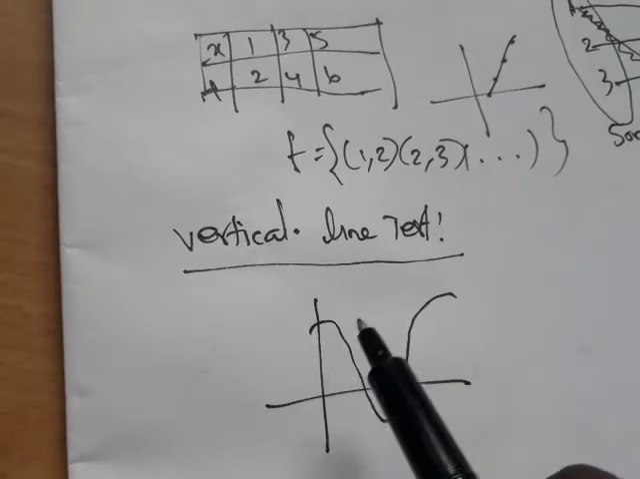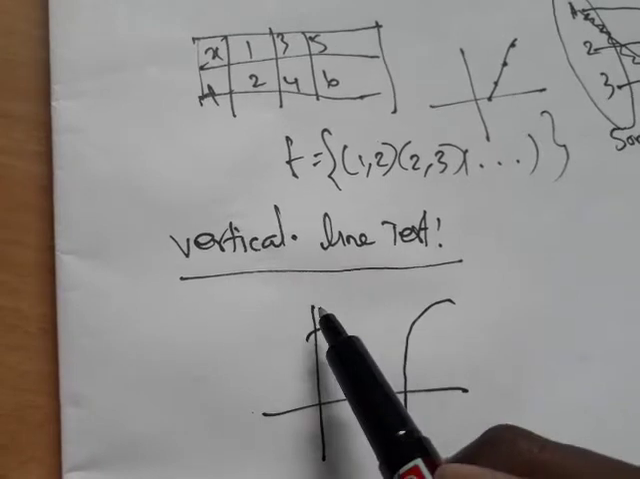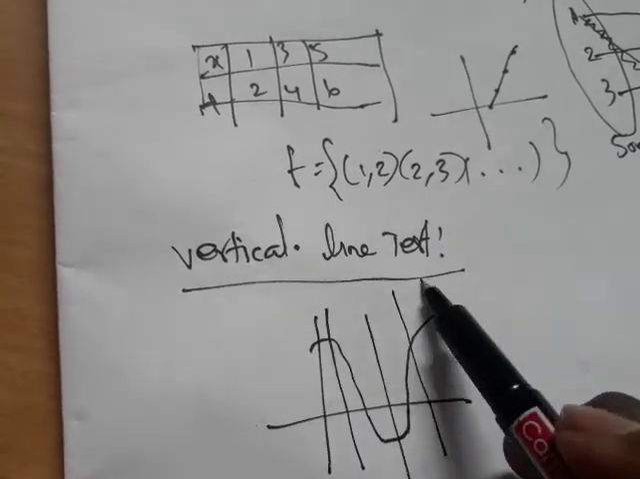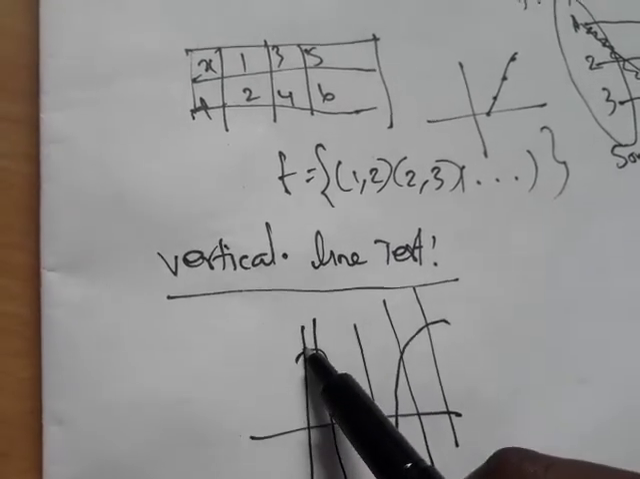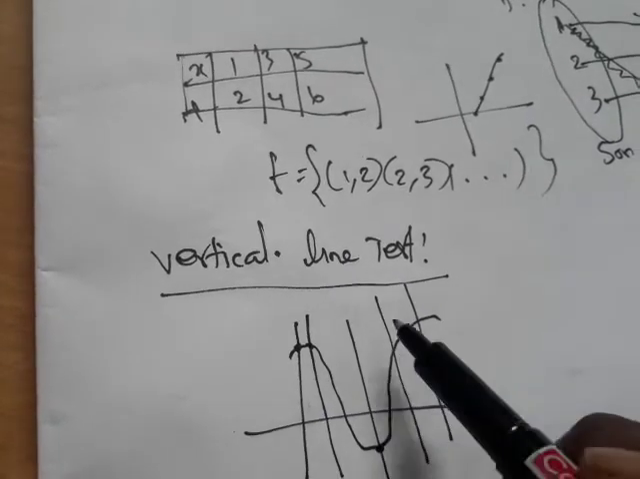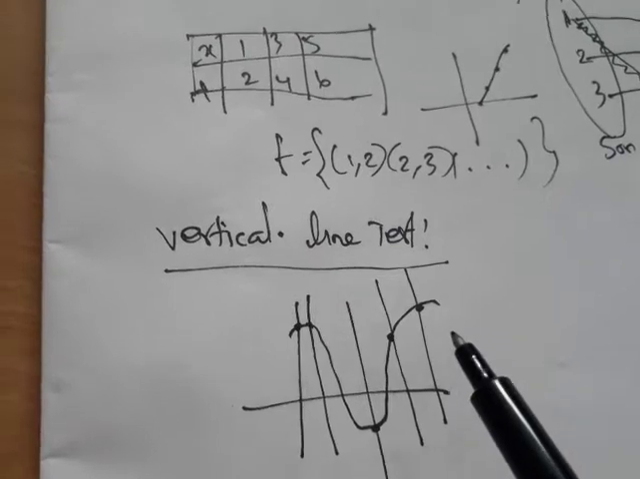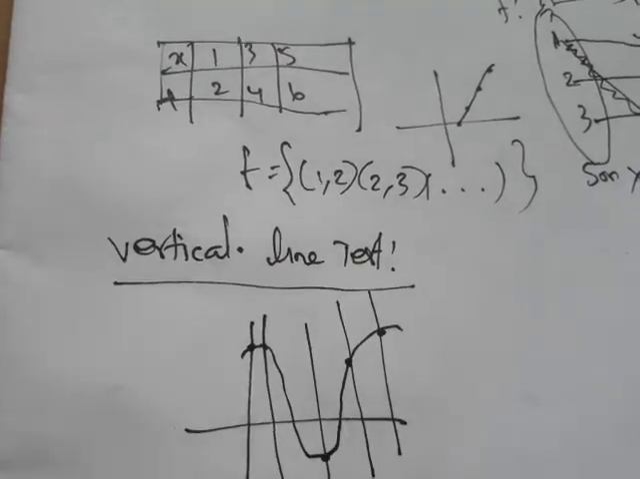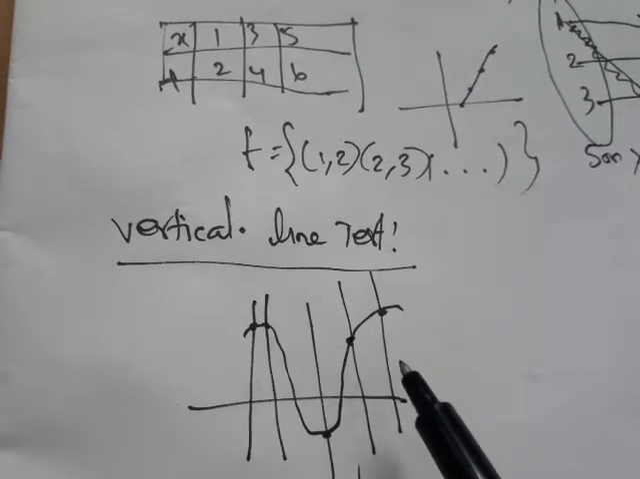If I'm here, I can draw any vertical line at any point. If I draw a vertical line, it should cut the curve at exactly one point, then we can say it is a function. You understood? If I draw a vertical line to the graph and it intersects exactly one point, then we can say it is a function.